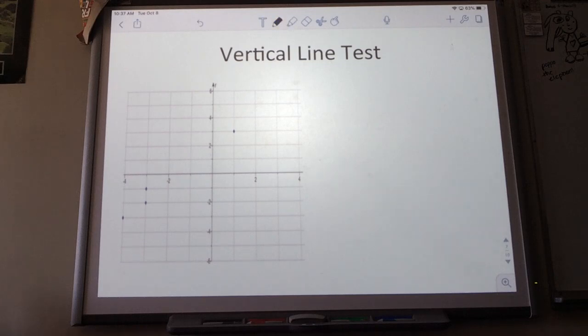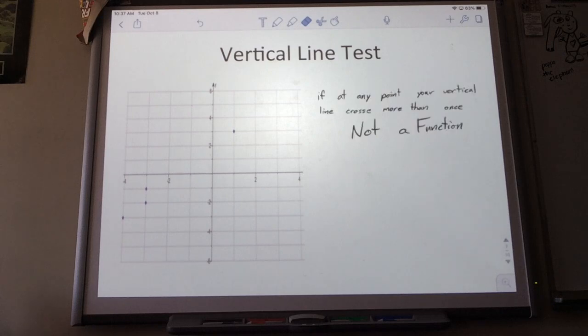Okay, let's keep going. So sometimes they just give you a graph instead of some points. If it's a graph, there's another way to do it. It's called the vertical line test. Here we go, write that down. A vertical line test is if at any point a vertical line crosses, that should have an S, I accidentally erased it, crosses more than once, it is not a function. Okay, once we actually draw our vertical line, it'll be easier.